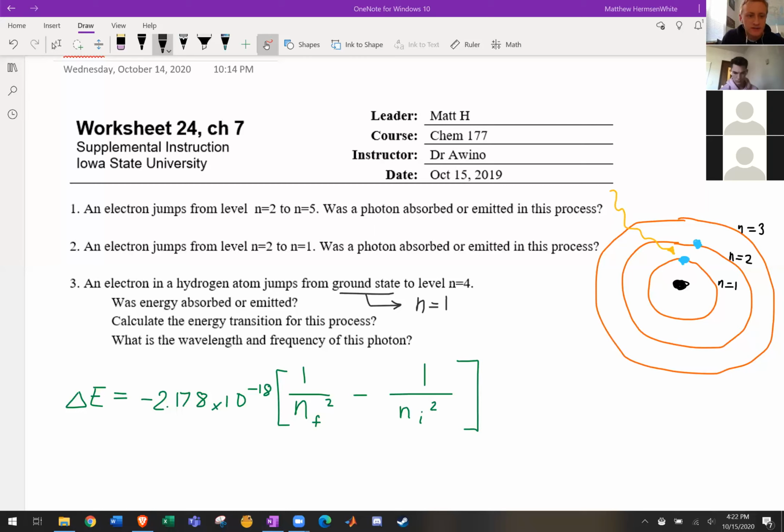All right, let's look at numbers 1 and 2. So starting with number 1, you have an electron moving from level 2 to 5. So does anyone have an opinion? Was a photon absorbed or emitted in that process?